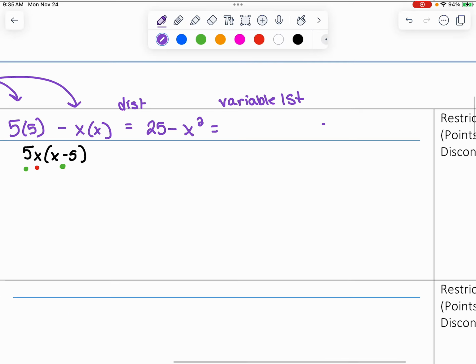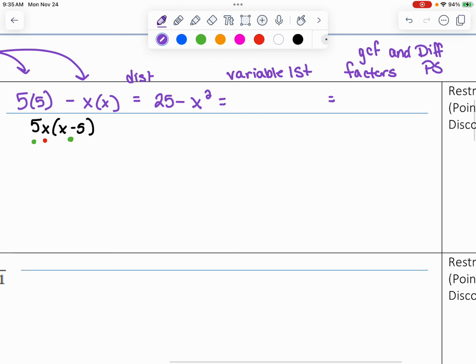After you write it variable first, I'm telling you that it factors. I will give you the hint that it factors with the GCF and difference of perfect squares. So there's your hint. And then you should be able to cancel, and after you're done with that, rewrite your final answer.